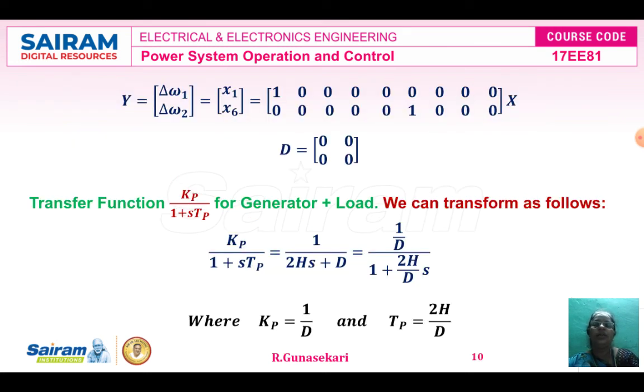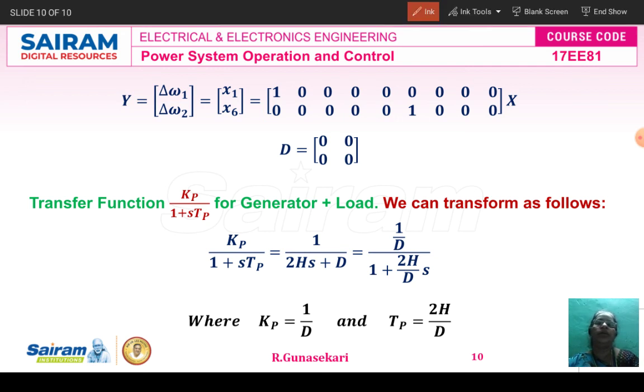Now what is the output of area 1 and 2? That is delta omega 1 and delta omega 2. This is the output of area 1 and area 2. So delta omega 1 is nothing but x1, and delta omega 2 is equal to x6. Okay, from the previous matrix equation we saw this. So this is x1, this is x6, multiplied by x. That's why we are getting x1 and x6. But D is the 0 matrix, a 2 into 2 matrix only.